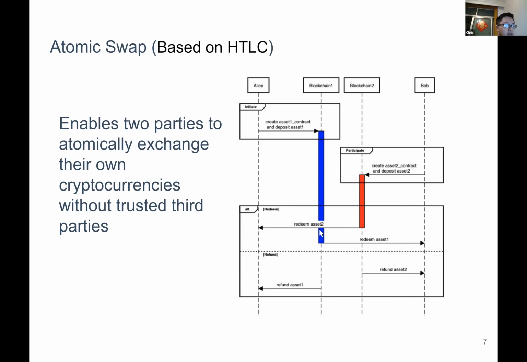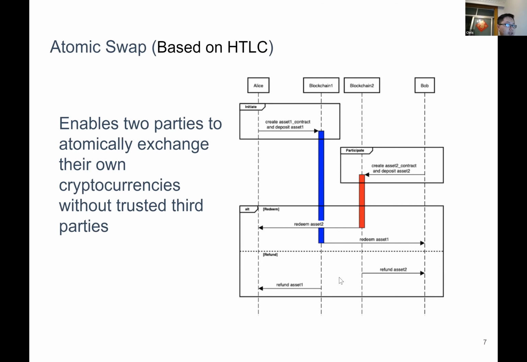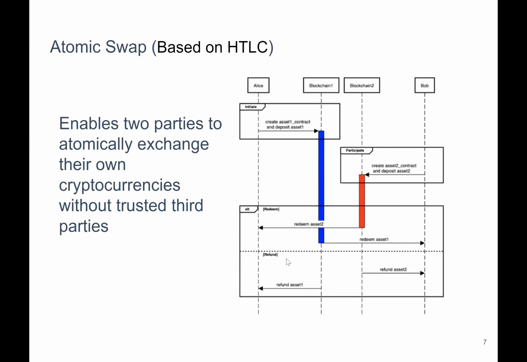If Alex doesn't redeem at all and the time lock expires, both of them just refund their asset back. This is very suitable for a cross-chain DEX scheme. That is, it doesn't require a trustee third party at all.